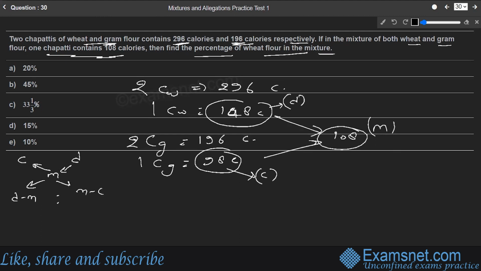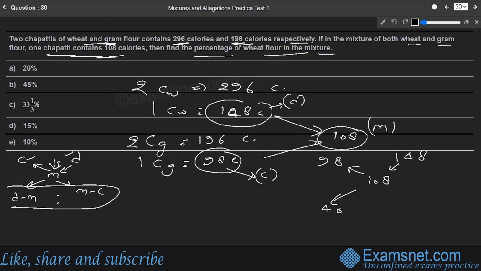So what should be the ratio between the cheaper part and the dearer part to be mixed to give the mean price as M? The ratio should be D minus M is to M minus C. So we have the cheaper value as 98, the costlier value as 148, and the mean price should come out to be 108. If we solve this further, 148 minus 108 is nothing but 40, and 108 minus 98 is nothing but 10. So the ratio of the 98 calorie flour to the 148 calorie flour should be 4 is to 1. So we can say that there are total 5 parts here.